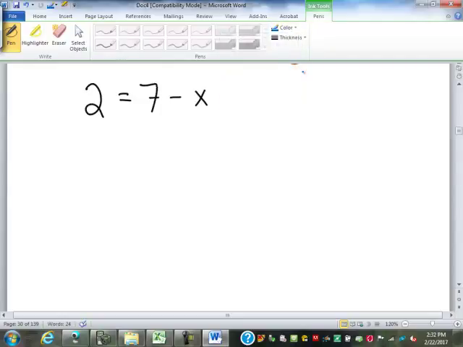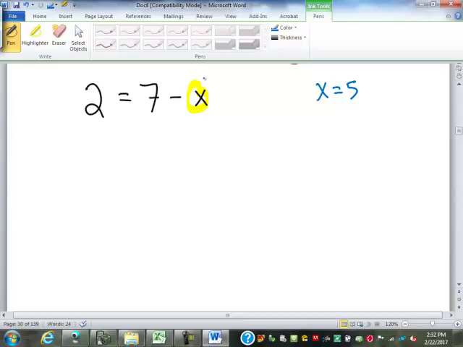So how about an equation like this? Now, just looking at this one, a lot of you can probably figure out what value has to go in here for x to make this true. Can anybody tell me what x has to be here? X has to be 5. We know that 7 minus 5 equals 2.